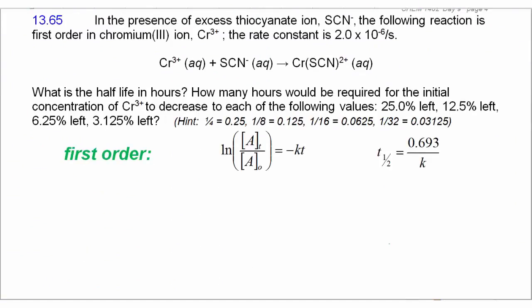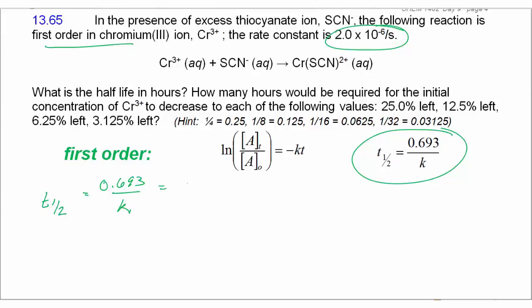In the presence of excess thiocyanate, the following reaction is first order in chromium. And the rate constant is 2 times 10 to the negative 6. What is the half-life in hours? Here's our equation: t half equals 0.693 all over K. They told us the rate constant, 2 times 10 to the negative 6.